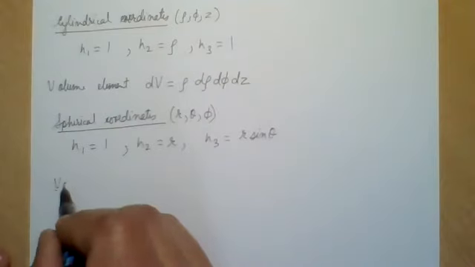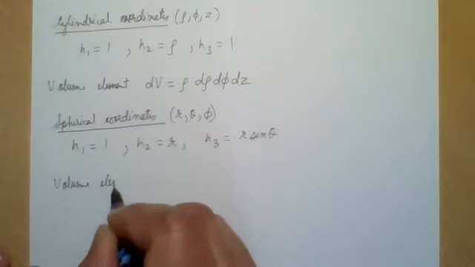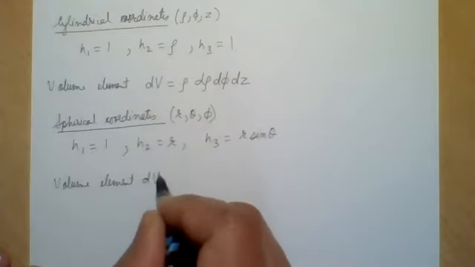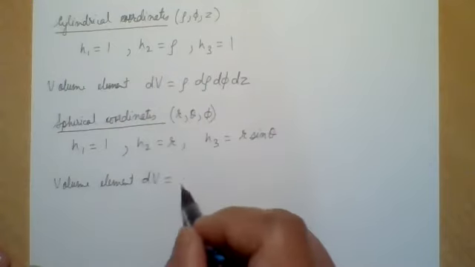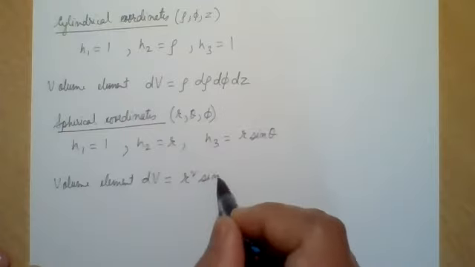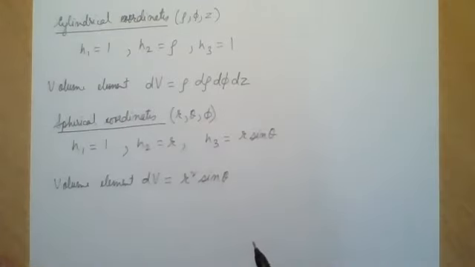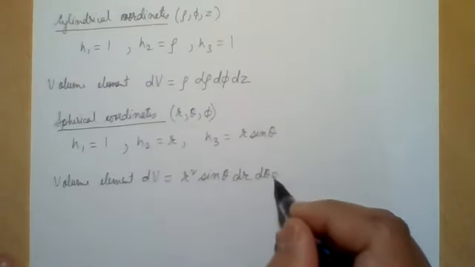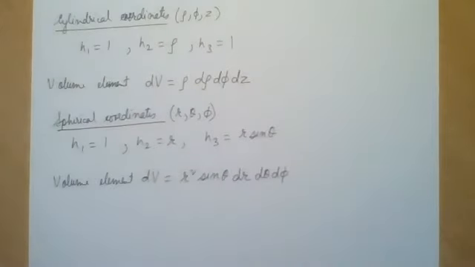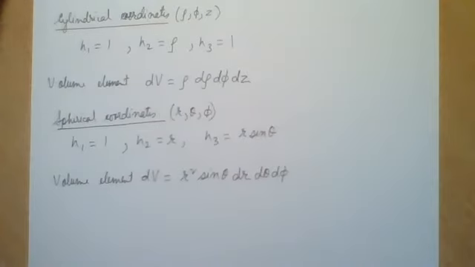Therefore, the volume element dV is equal to h1 times h2 times h3. So this is r squared sine theta. I repeat, this is r squared sine theta dr d theta d phi. So the volume element is r squared sine theta dr d theta d phi. Okay, this is fine.